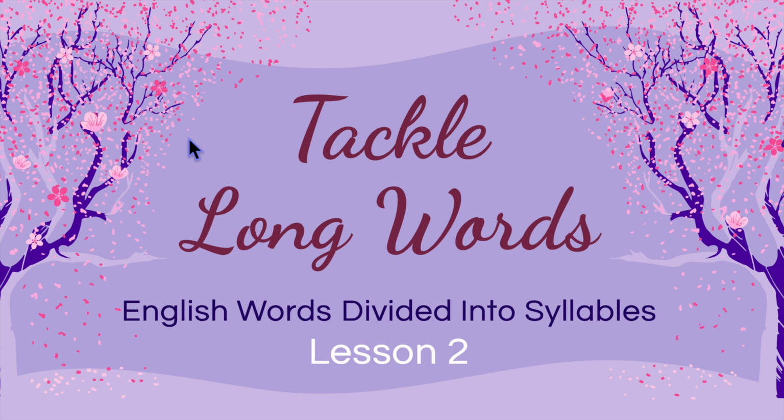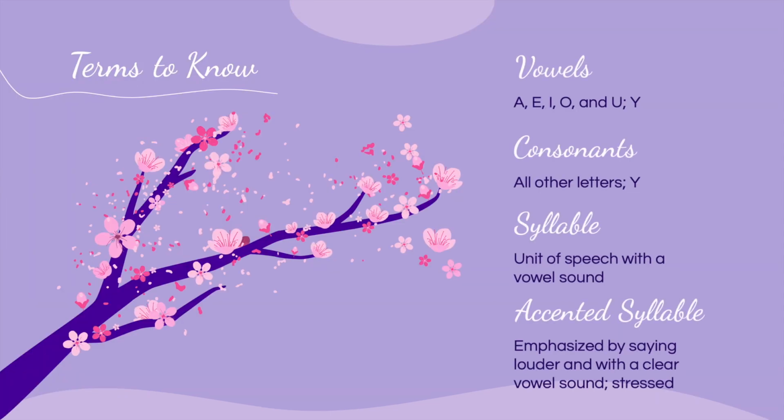Let's learn how to tackle reading long words. There are some things you need to know before we go on. A, E, I, O, and U are all vowels. Y is a vowel when it uses its sounds of long I, long E, or short I. The consonants are the rest of the letters, and Y when it has its sound of Y.